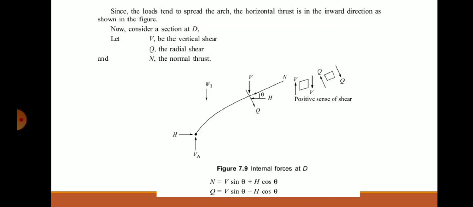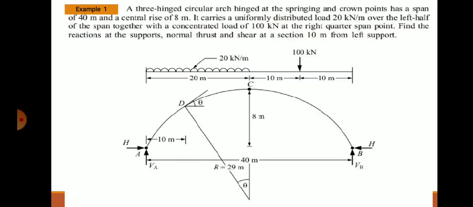So, the normal thrust and radial shear can be obtained using the equations N = V sin theta + H cos theta, and Q = V cos theta - H sin theta. V is the vertical shear at that point.